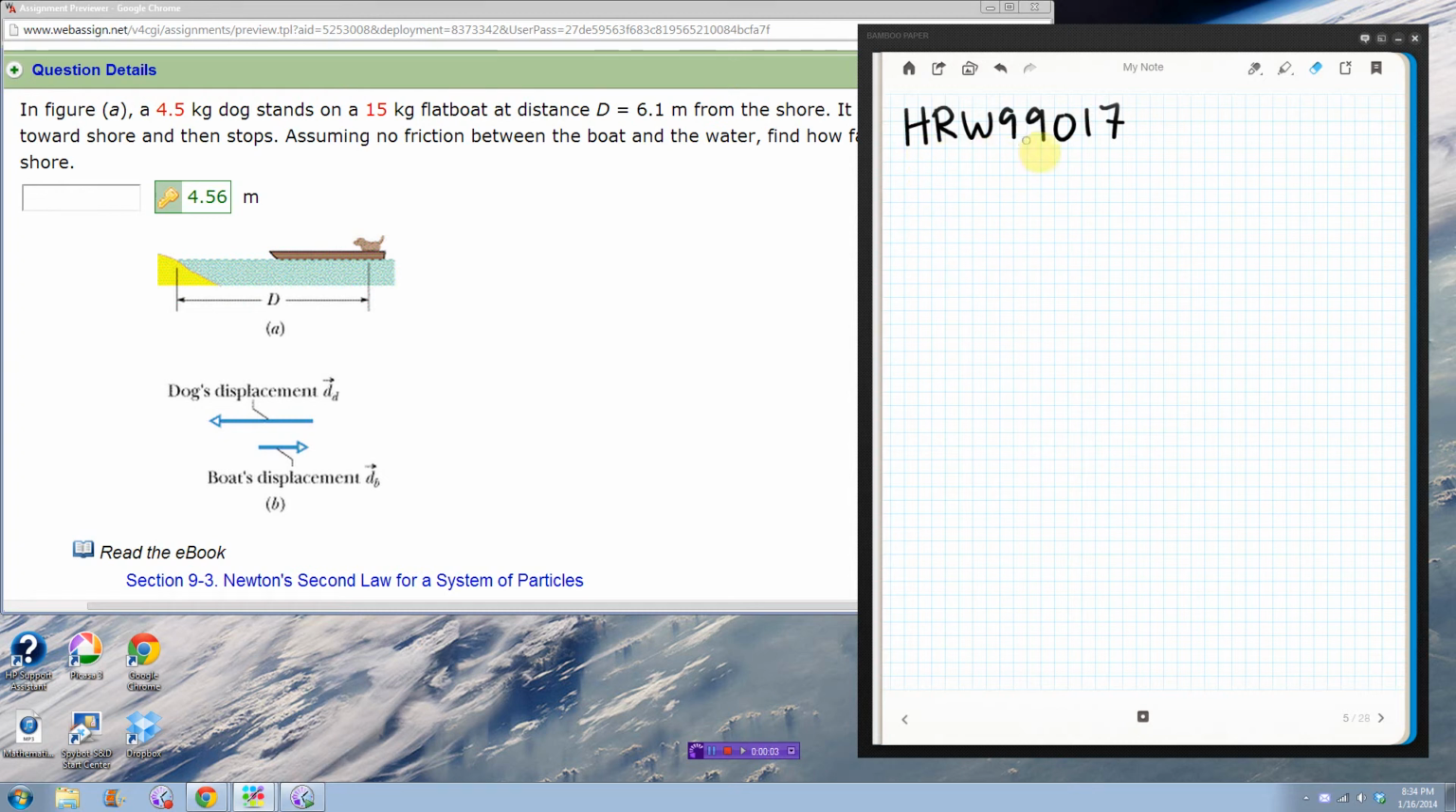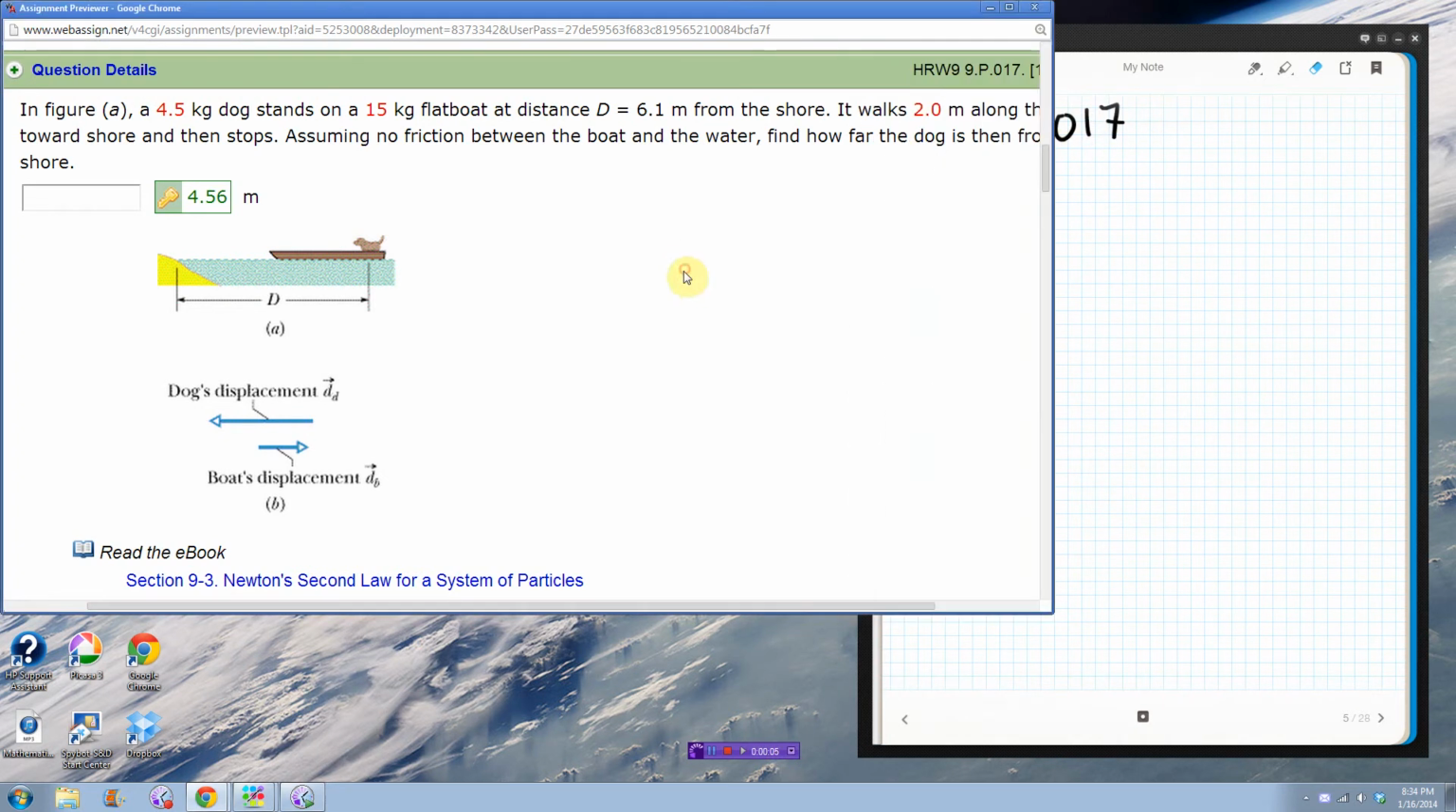This is HRW99P017. We've got a boat on a flatbed. The dog walks along the flatboat here until it stops, and while it's walking, the boat moves a little bit, and we want to know how far the dog is in shore from when we're done, or when we start.